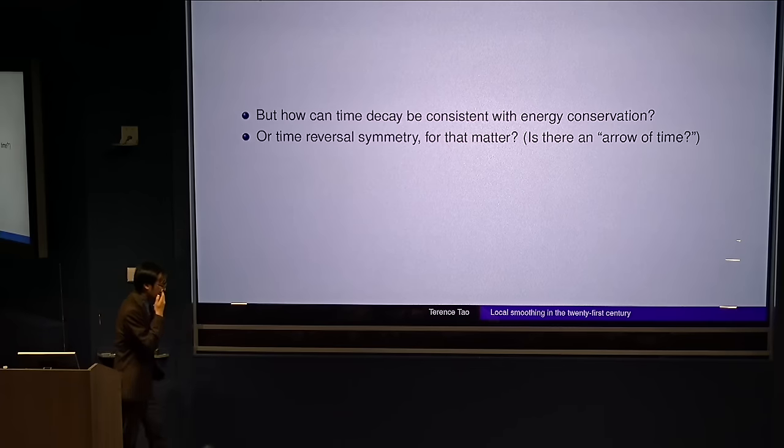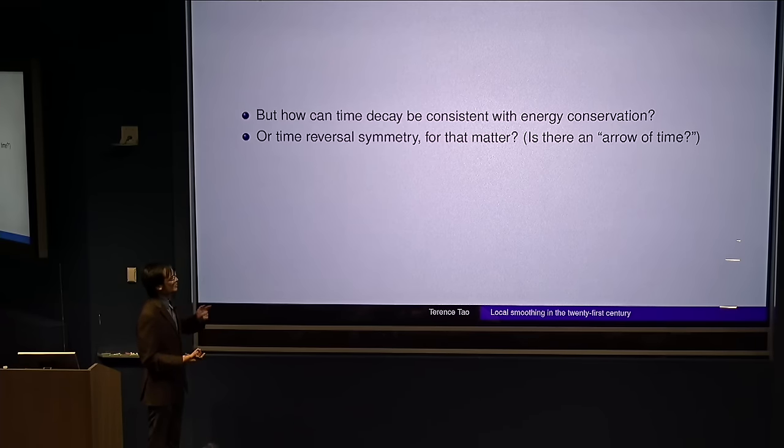So this is kind of paradoxical, though. On the one hand, waves are supposed to conserve their energy. Okay, so in some sense, they should look the same at later times as they do at initial times. But on the other hand, they're supposed to decay in time. They're supposed to have smaller amplitude at later times than they do at initial times. And that seems contradictory.